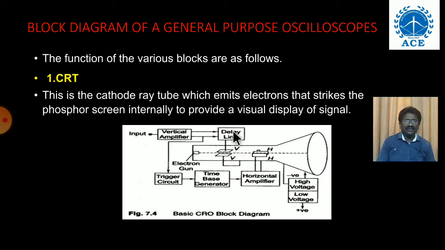Next, you can observe the delay line. It is used to delay the signal for some time in the vertical section. Actually, there is a gap between the vertical amplifier and the horizontal amplifier, so definitely you can observe some delay in the signals. Now you have to send the signals at the same time to the vertical and horizontal deflection plates. That is the reason you have to cover the time between the vertical amplifier and the horizontal amplifier with the help of the delay line. Next one, the time base generator. It is used to generate the sawtooth voltage required to deflect the beam in the horizontal section.